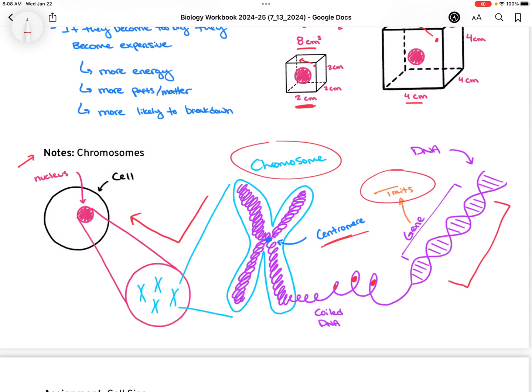How genes are segments of DNA, coiled up DNA forms a chromosome, and those chromosomes are found inside of the cell.